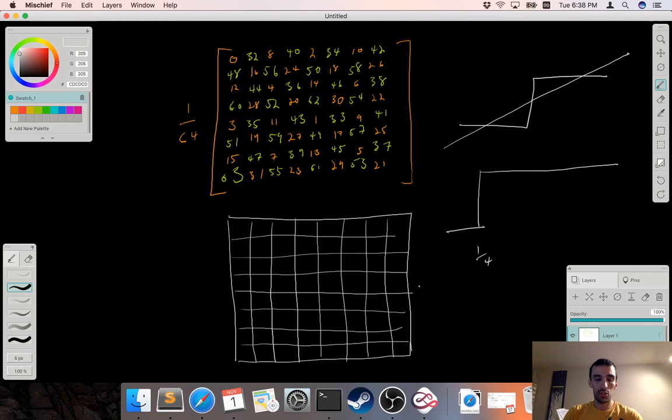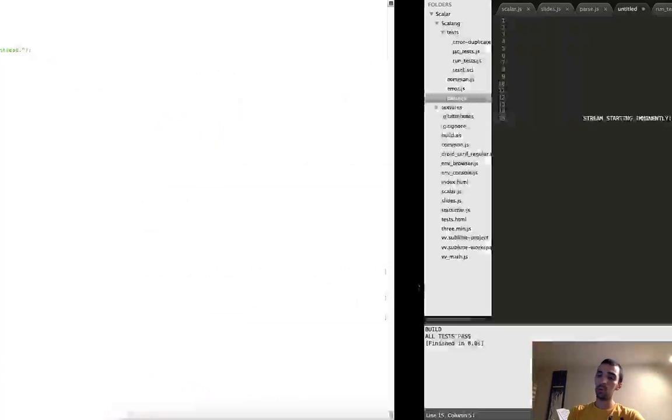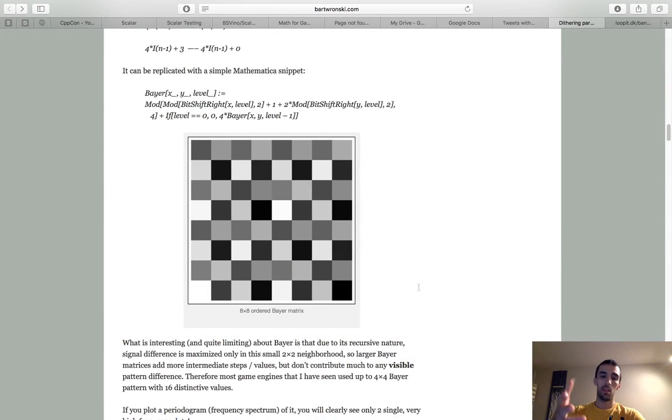Until this guy posted this article on Bayer matrices, which is really great, I couldn't find any general formulas or code on the internet for generating arbitrary Bayer matrices. And here it is right here. When I announced that I was going to do Bayer matrices last week, this formula didn't exist on the internet, and I was going to write it. But he beat me to it.